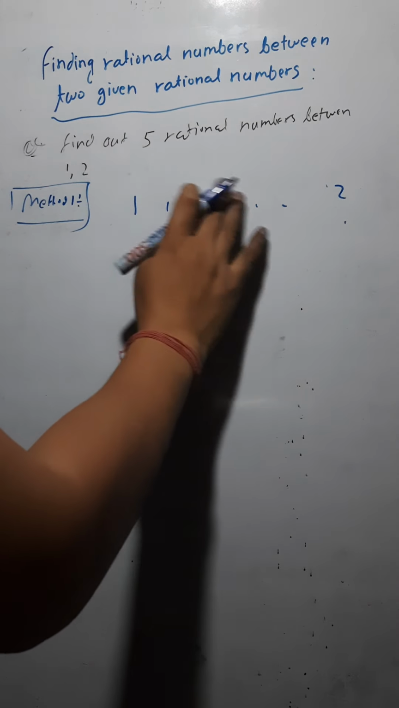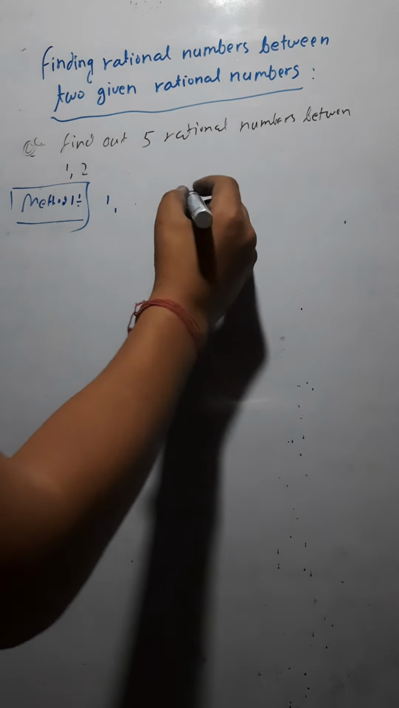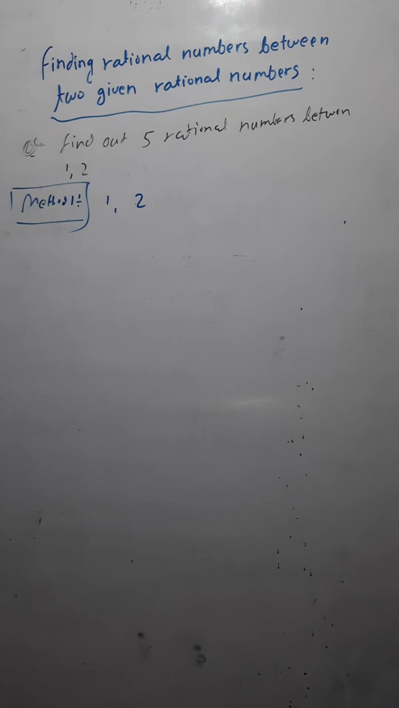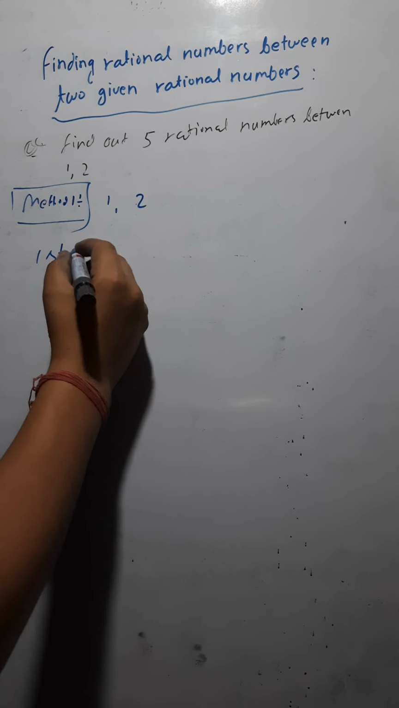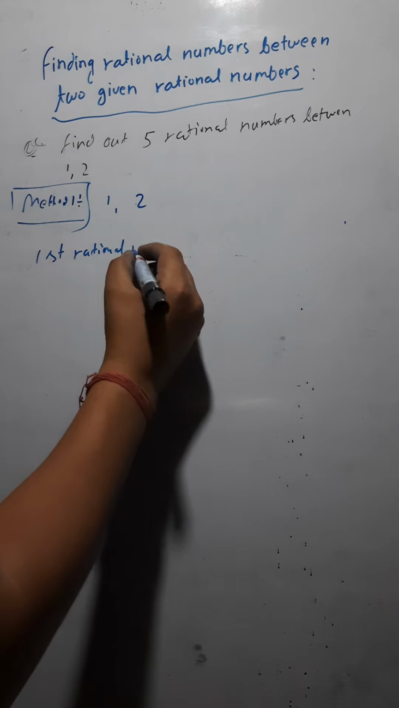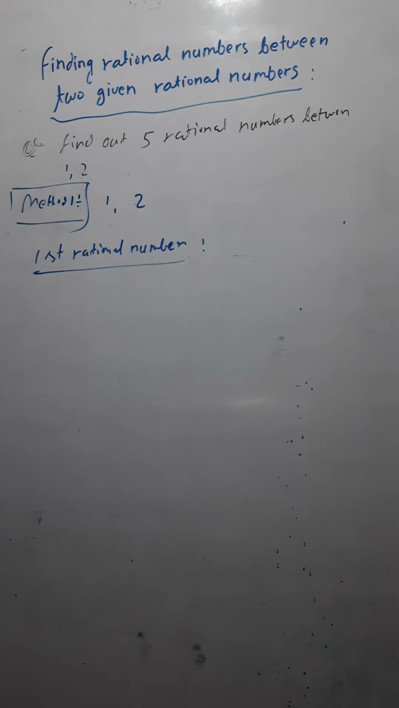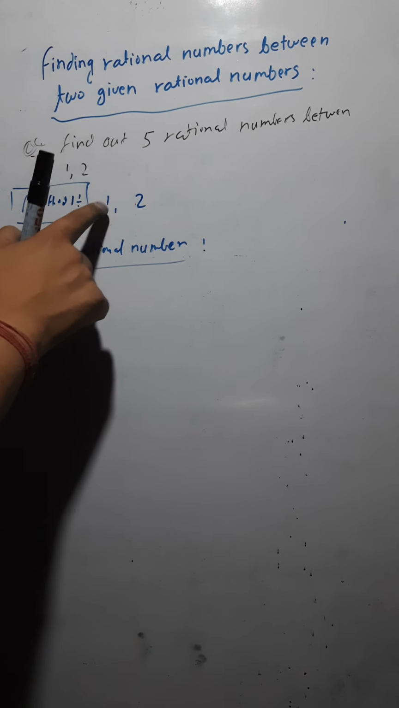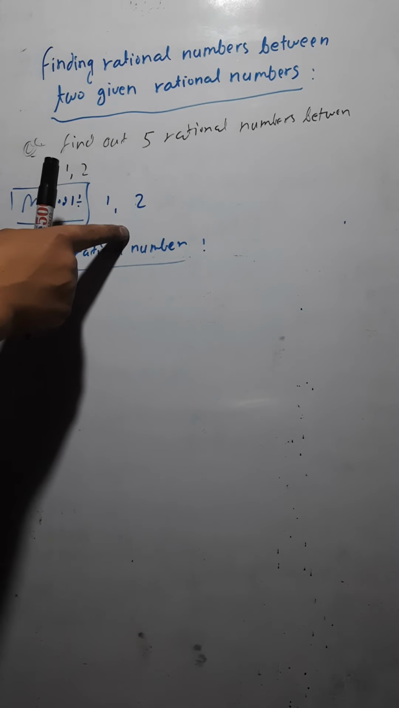Okay, so how would you find this? In method number 1, to find the five rational numbers between 1 and 2, you would be taking the mean of these two. Are you getting this? Can you tell me the first rational number between these two? If I add these two and divide by 2, the number I get would be in between, isn't it?